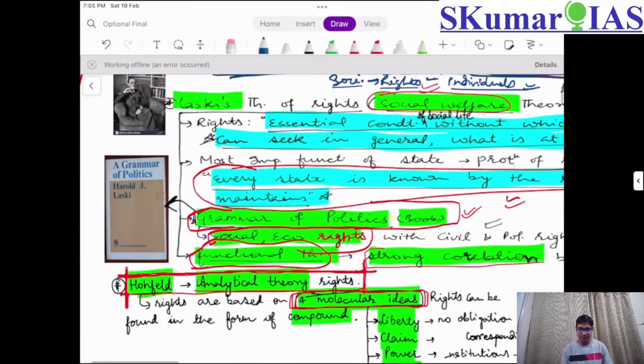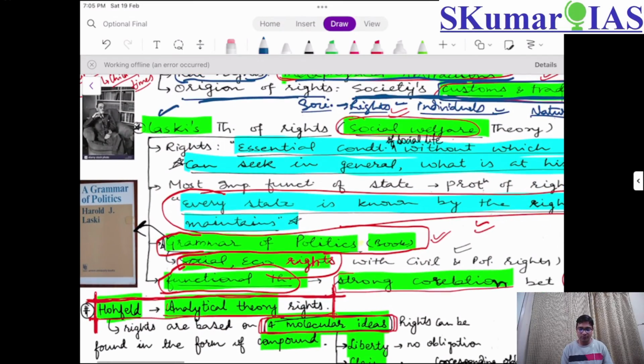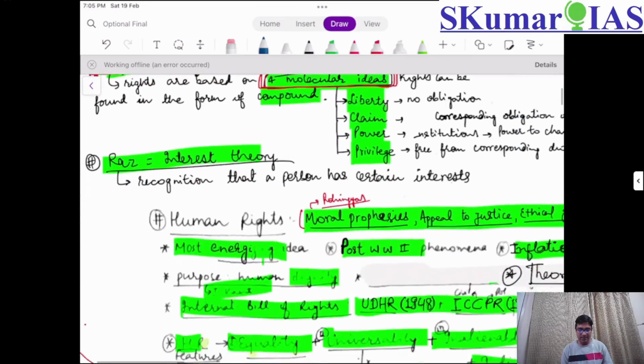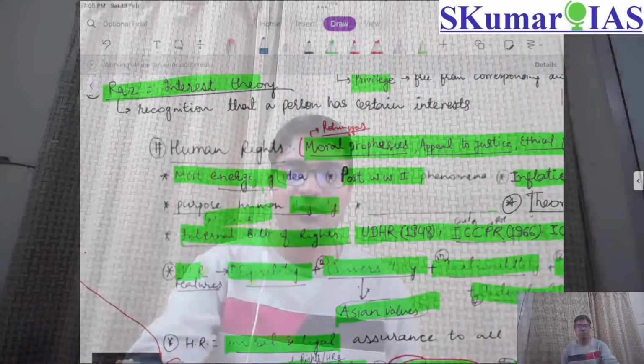In the next lecture we will study Laski's theory of social welfare, and then we will study the remaining portion of the chapter on rights.